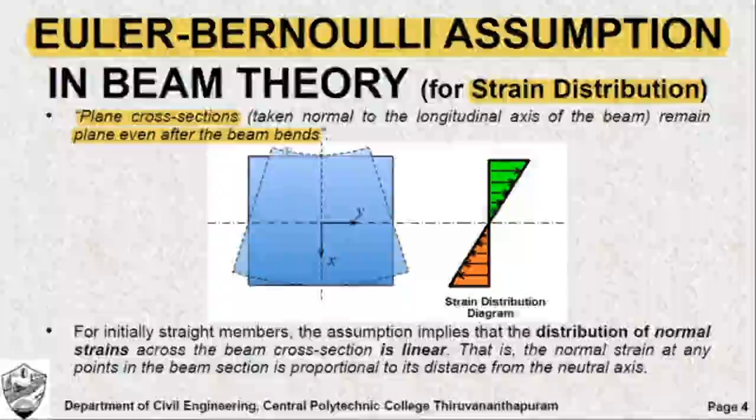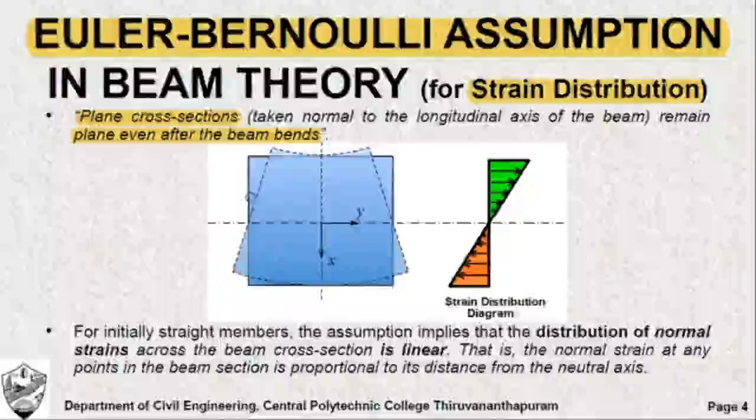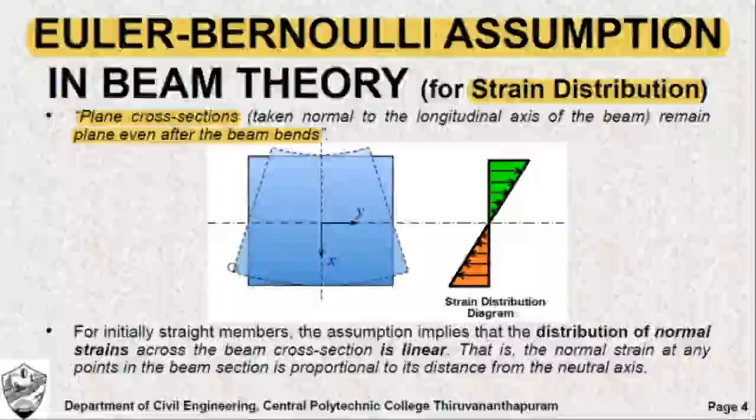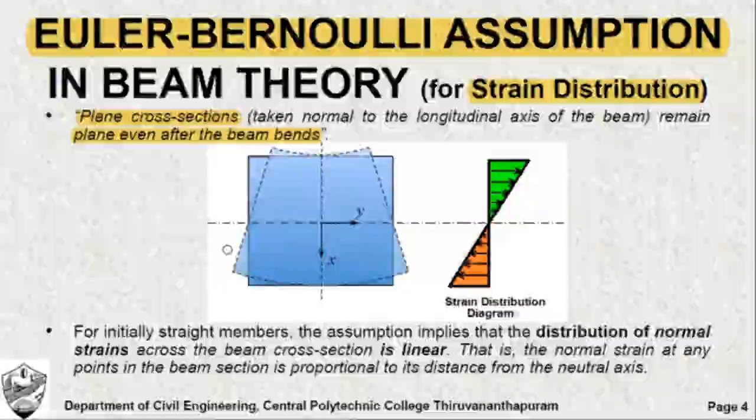You can see. Now you observe the cross sections. The sections here were initially plane sections, and they remain plane even after bending. So that is the assumption of Euler and Bernoulli. And what is the consequence of this assumption? Why do we make such an assumption?